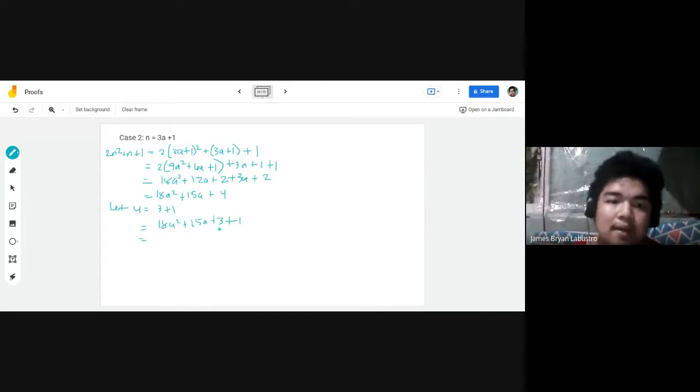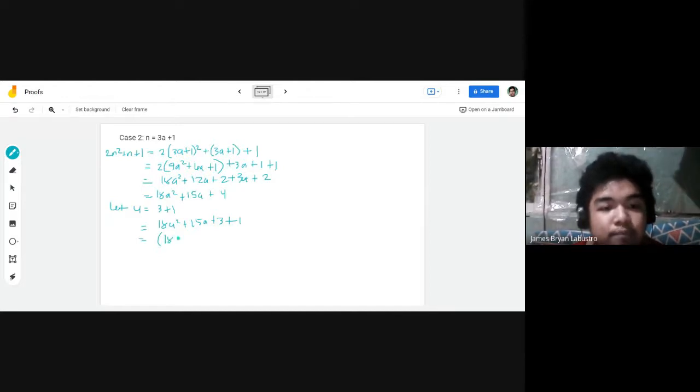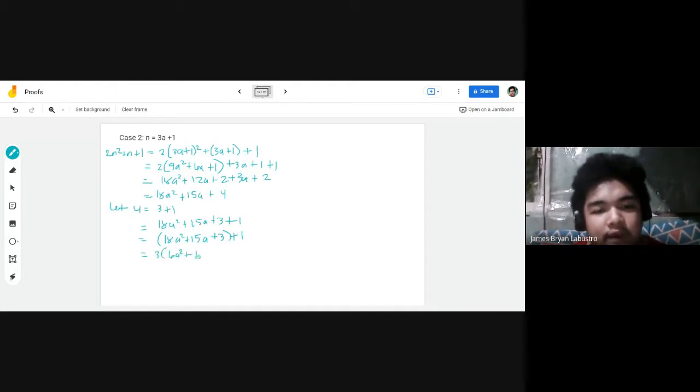Okay? Then we have, what do you call this? Regroup this 18a squared plus 15a plus 3 plus 1. Then we factor out 3, so we have 6a squared plus 5a plus 1 plus 1. Then we let k, pwede siya any variable, be equal to 6a squared plus 5a plus 1. Therefore, in conclusion, we have 3k plus 1. So it is not divisible by 3.